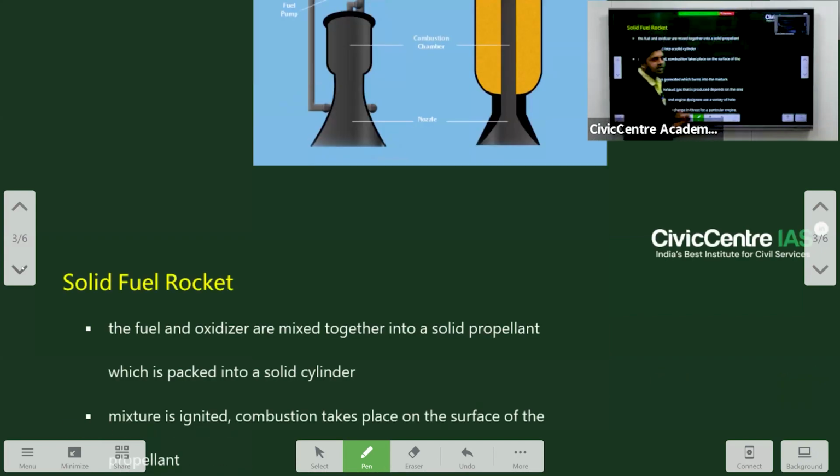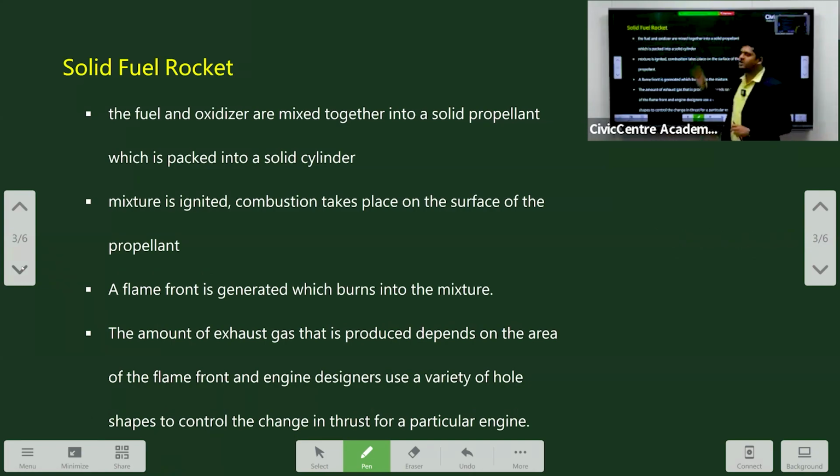Now, talking about the solid rocket engine. The fuel and oxidizer are mixed together in a solid propellant, which is packed in a solid cylinder. When you ignite this mixture, it creates a flame front, which burns the mixture. The amount of exhaust gas produced depends on the area of the flame front, and this flame front gives us the necessary thrust for the rocket to go up. Also, once the fuel starts burning, you can't control or stop it. It's going to burn until it's completed.